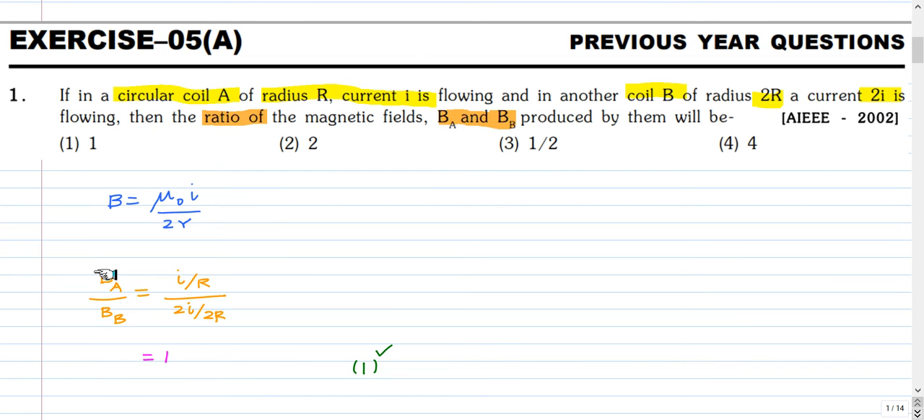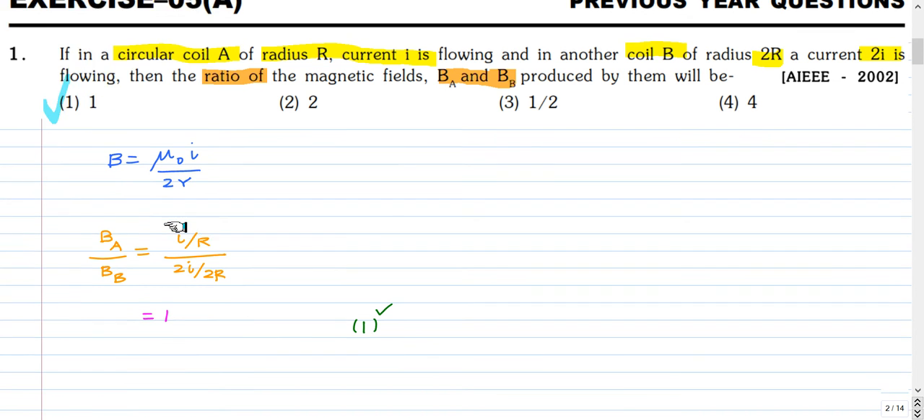So the ratio of the magnetic field of coil A and coil B is equal to the ratio of I by R of coil A and the current by radius of the second coil. So it's I by R divided by 2I by 2R. So it is 1. The correct option is option 1. Let's move to the next question.